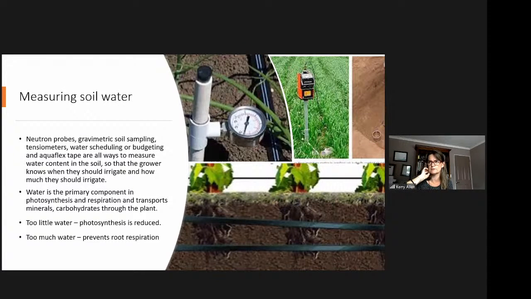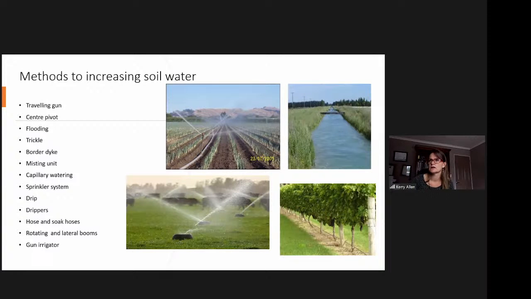So here's looking at measuring soil water, so knowing how much you've got. So examples there are looking at neutron probes, gravimetric soil sampling, tensiometers, water scheduling, Aquaflex tape. Those are all examples. You're trying to work out how much water it has so that you can either add irrigation, add water to it, or make sure the drainage is there, or not scheduling water because it's already too wet. So those are all examples of increasing soil water. I'm not going to go into those in depth, but they're all used for different reasons in different areas for different crops.